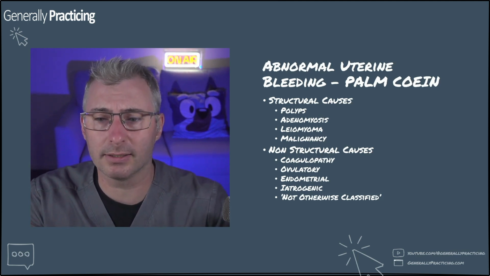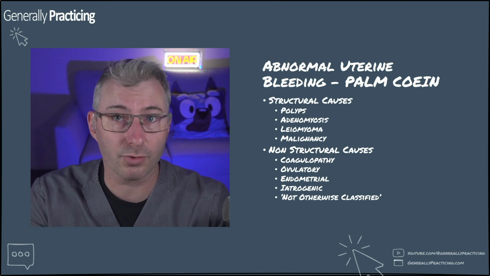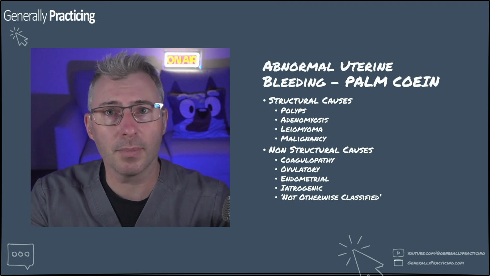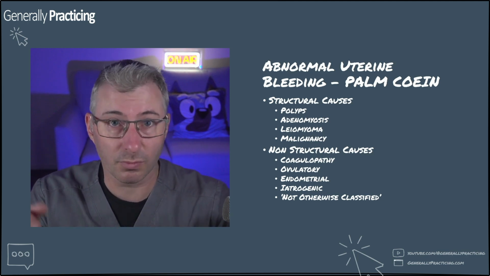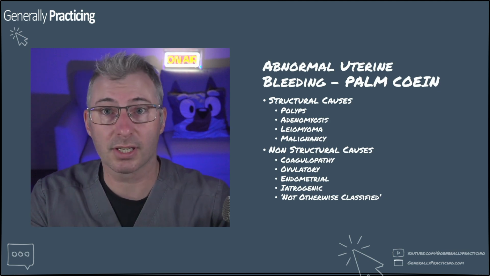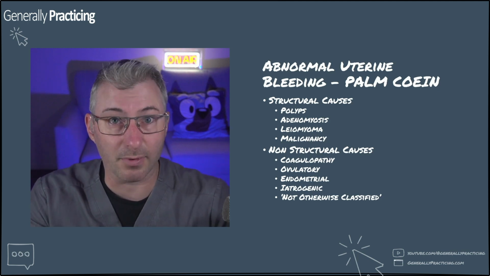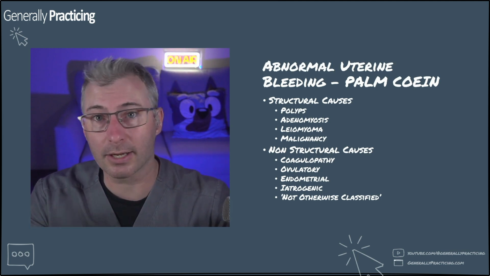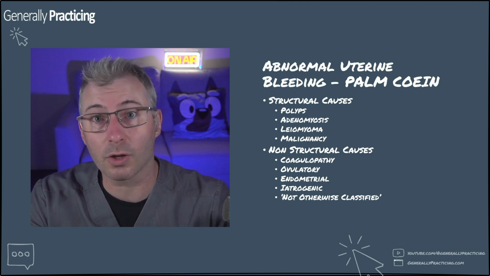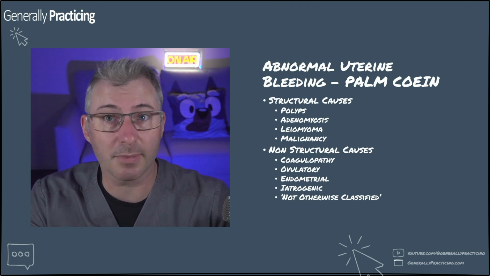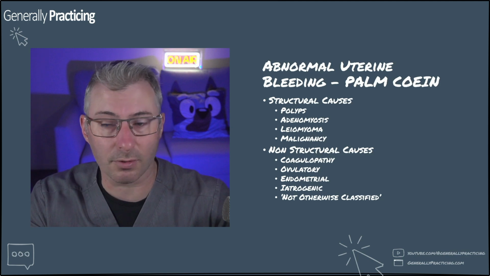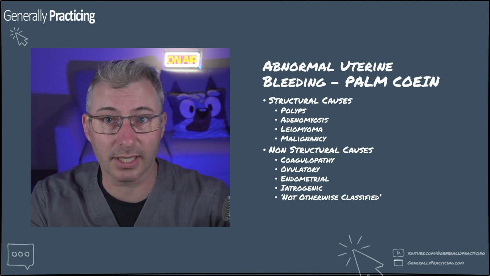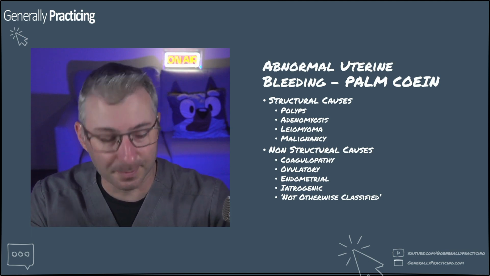It's essentially a little mnemonic to help you remember the structural causes, PALM, and the non-structural causes, COEIN. Most people can think of polyps, a very, very common cause, adenomyosis, leiomyoma, which is the fancy name for fibroids, and of course malignancy, the one that we're going to be very, very mindful of. Non-structural causes could be coagulopathy, ovulatory causes, endometrial dysfunction, iatrogenic, so things like the Mirena or Implanon, for example, and of course the not otherwise classified group.